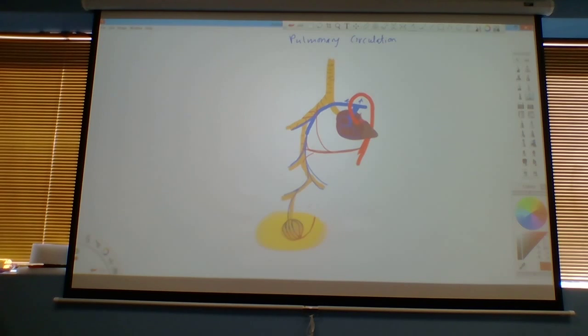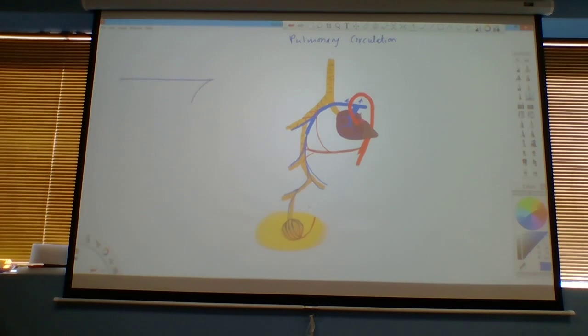Good? Pulmonary arteries come from the pulmonary trunk or right ventricle and end in the alveoli. Pulmonary veins originate from the alveoli and end at the left atrium. Good? Okay. All right. In this context, now what do you think? Pulmonary circulation is slightly different.